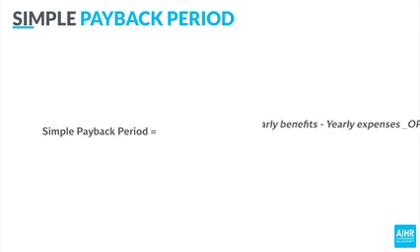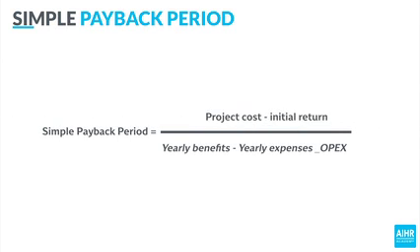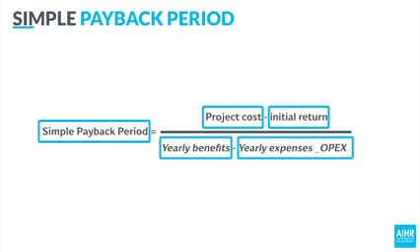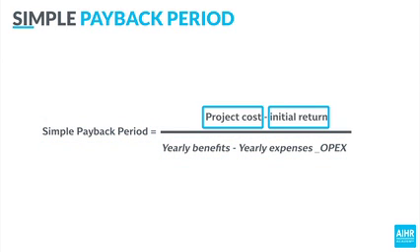This is the formula for the simple payback period. The formula says that the simple payback period is your project cost minus your initial return divided by your yearly benefits minus your yearly expenses, your OPEX, operational expenses. First of all, it takes your project costs minus your initial return. When you start a project and you have initial cost, there's also a chance that you have initial returns. Now, the initial returns are subtracted from the project cost, and that's when you end up with the total cost that still needs to be repaid.